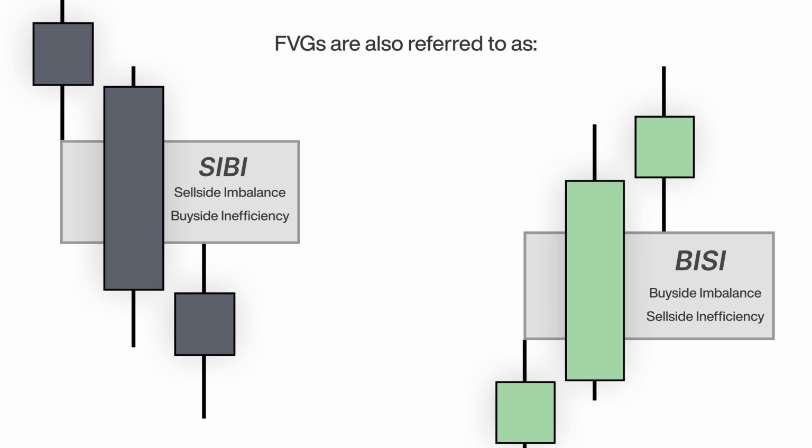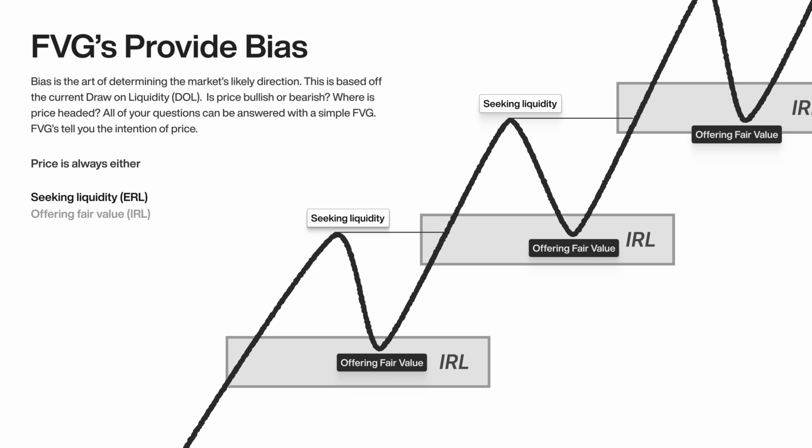Fair value gaps are also referred to as SIBIs and BISIs, which is just a different way of saying the same thing, basically. We have a bearish fair value gap, aka a SIBI, a sell side imbalance, buy side inefficiency, and then we have a bullish fair value gap, aka a BISI, a buy side imbalance, sell side inefficiency. When it comes to fair value gaps, they're the Swiss Army knife of PD arrays. They're my favorite PD array for a reason, and that understanding of fair value gaps will unlock your understanding of inversions. The biggest thing that fair value gaps do, in my opinion, is provide bias, right?